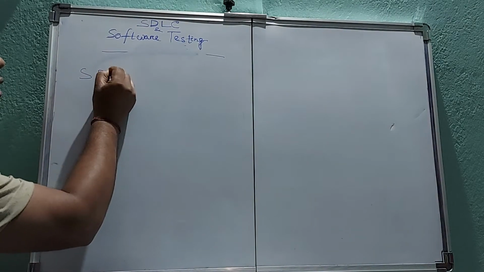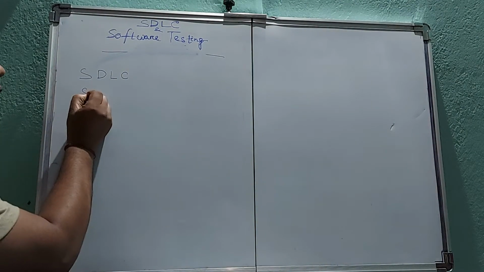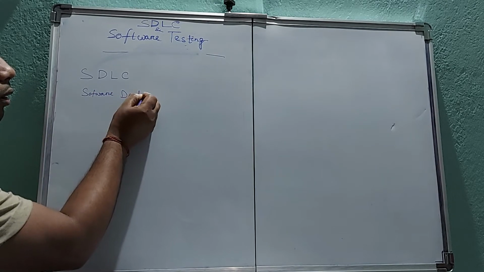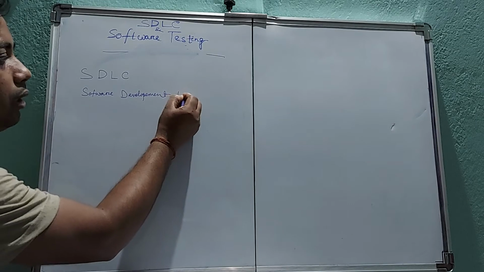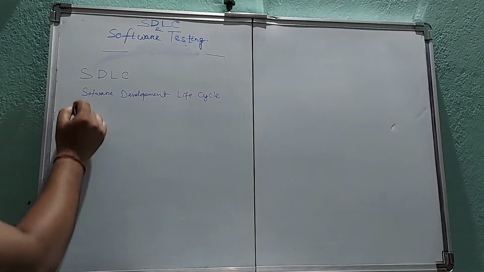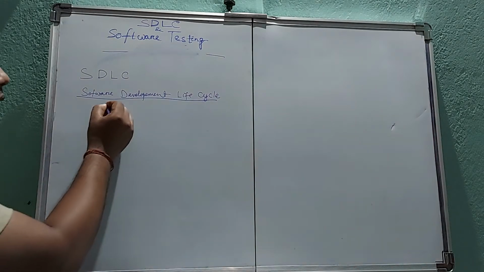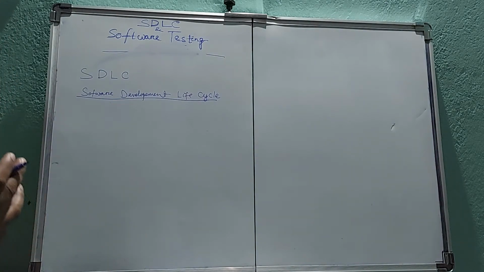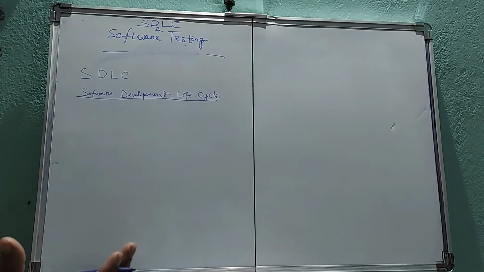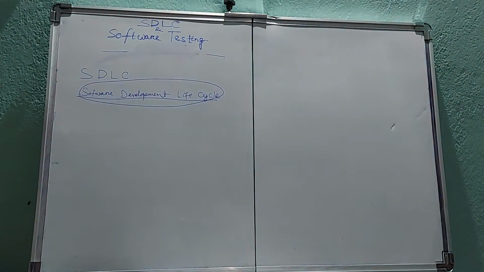So SDLC stands for Software Development Life Cycle. This overall process is the creation of software from a given business requirement, and that is what is called the software development life cycle.